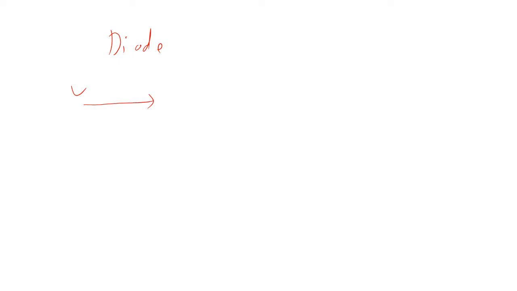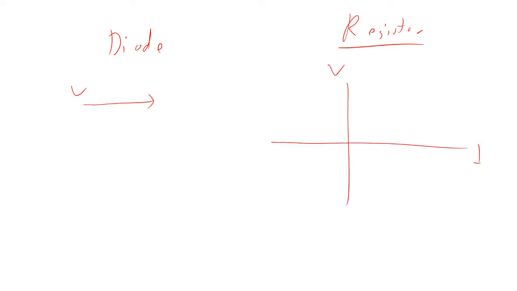So in other words, if I were to look at a resistor, okay, and look at voltage and current, it's pretty much a straight line. Positive voltage, positive current, negative voltage, negative current, and it's all very much linear. This is an ohmic material. With a diode, however, that looks entirely different.